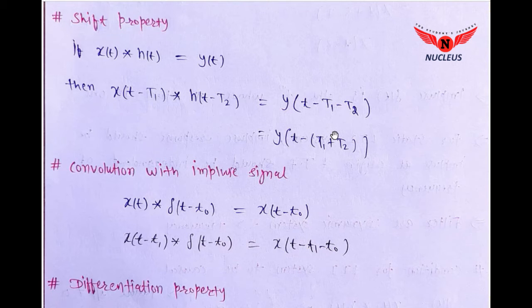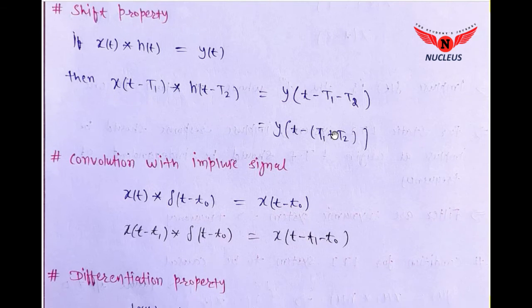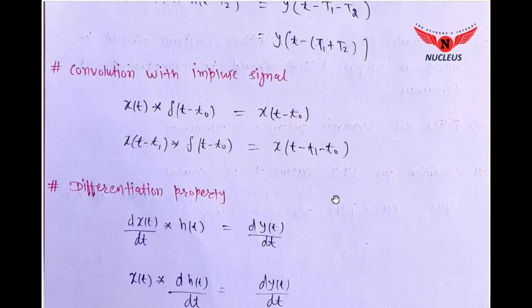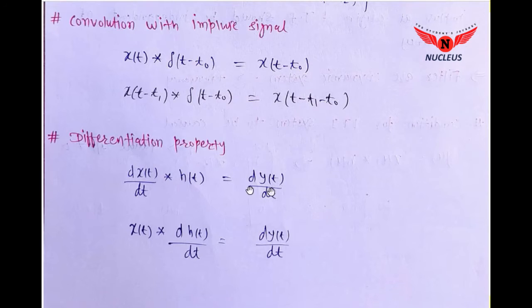Next is convolution with impulse. From this property, questions were asked in the GATE exam and EC exam also. So x(t) convolution delta(t minus t0) is equal to x(t minus t0). And the convolution of this function with the delta(t minus t1) is equal to x(t minus t0 minus t1).